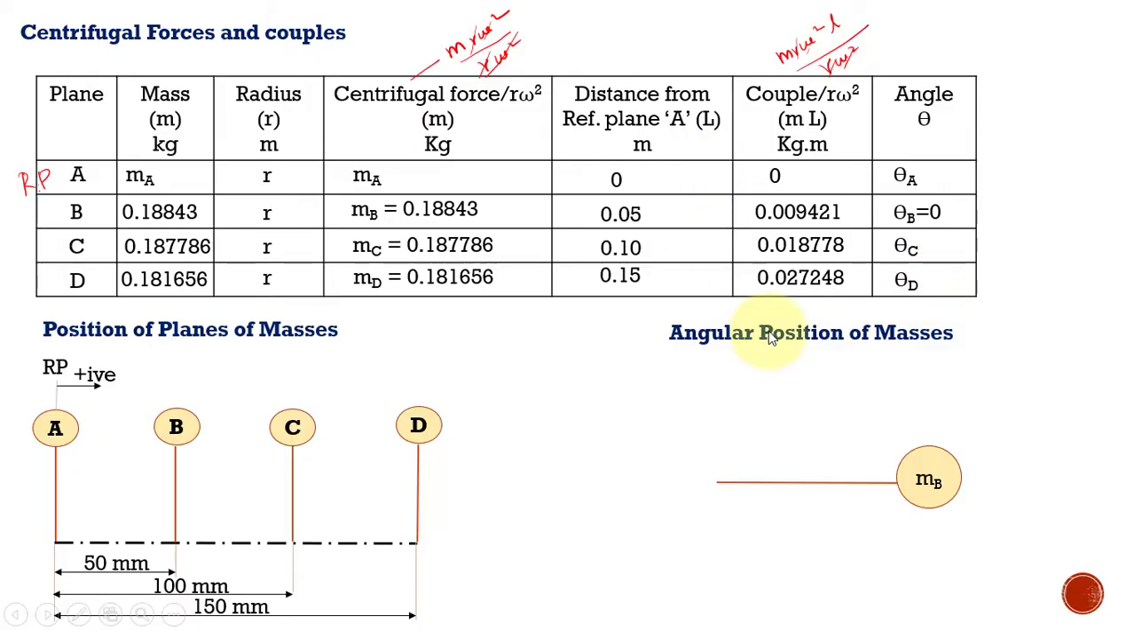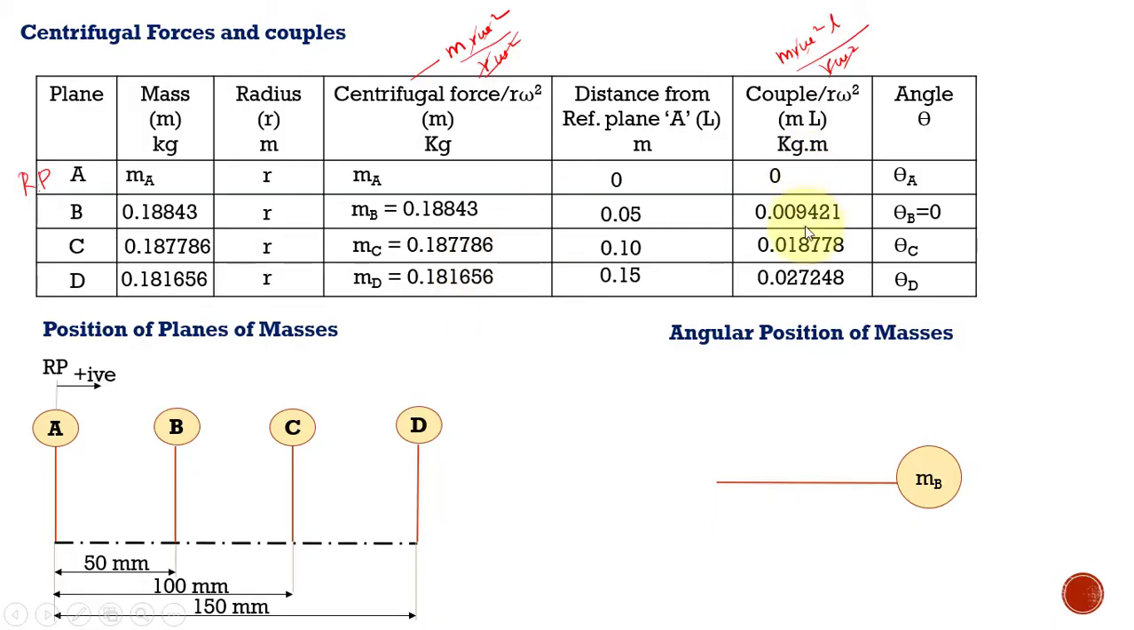From this table, we can easily realize whether we can proceed with the centrifugal force polygon or with the couple polygon. In the couple polygon, one value becomes 0, so we have got three values, and we know the direction of plane B because it is located horizontally. So we have to start by drawing the couple polygon. If I start from the force polygon, then I cannot complete the problem.